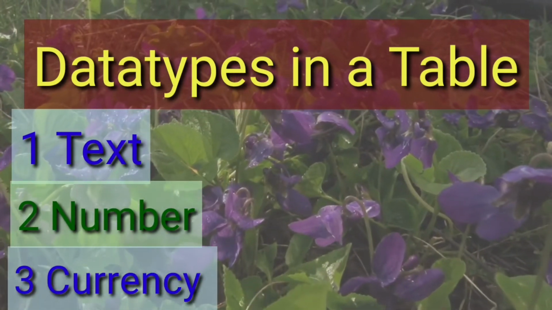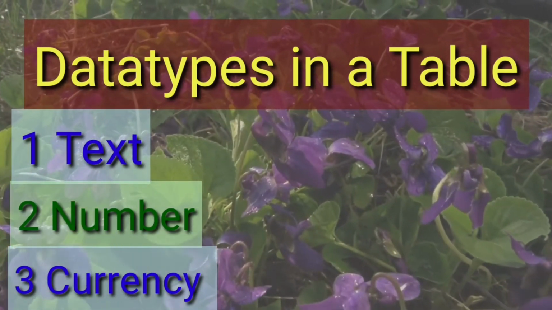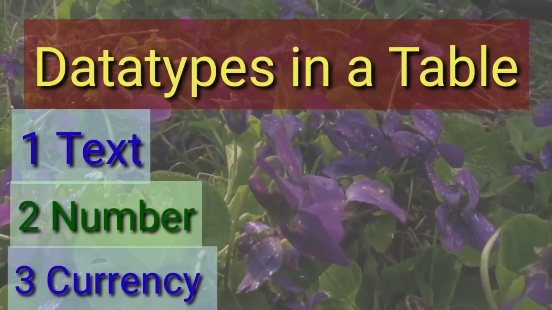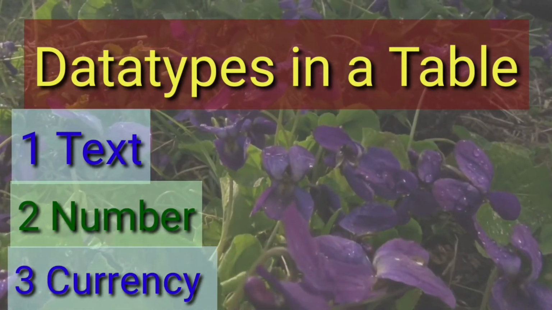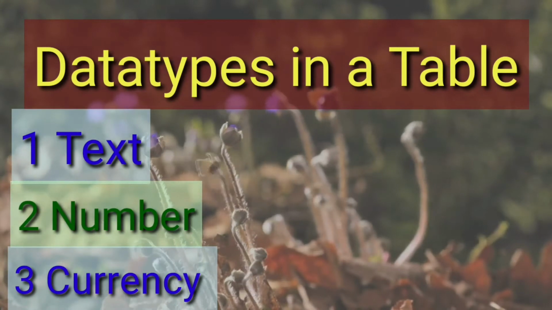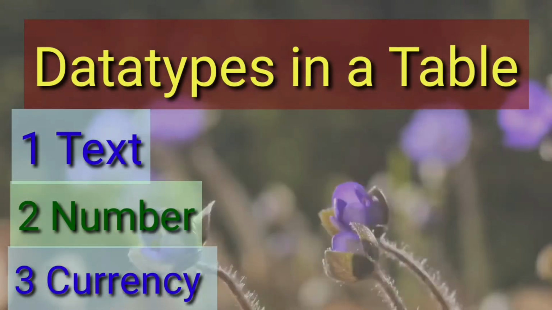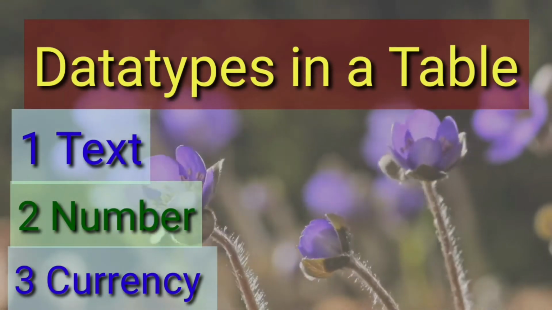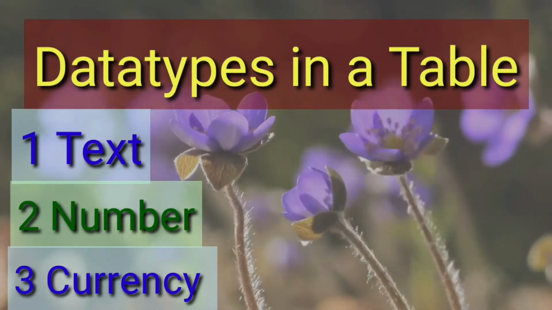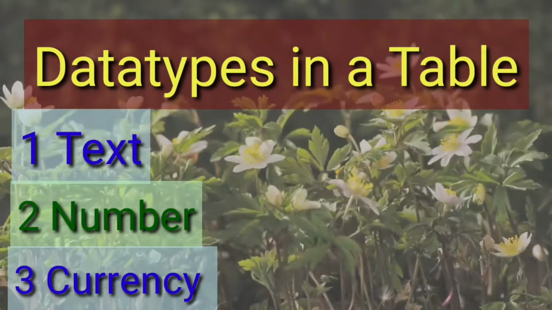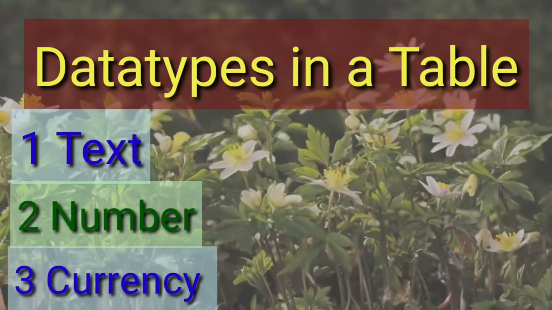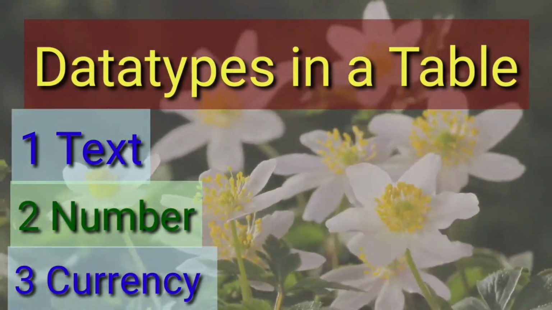The third data type is currency. It contains the number and the symbol of the currency before that. It may contain the decimal point or commas wherever needed. For example, if I have to write rupees 200, when I type it and make the data type currency, that rupees symbol would come automatically.